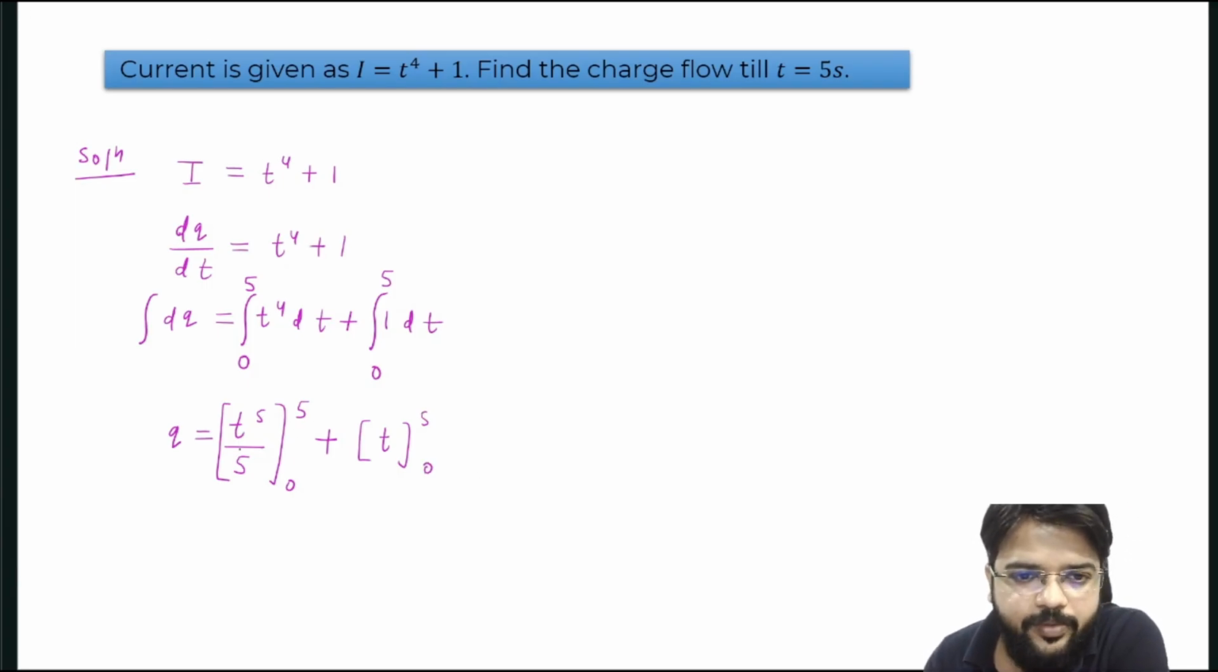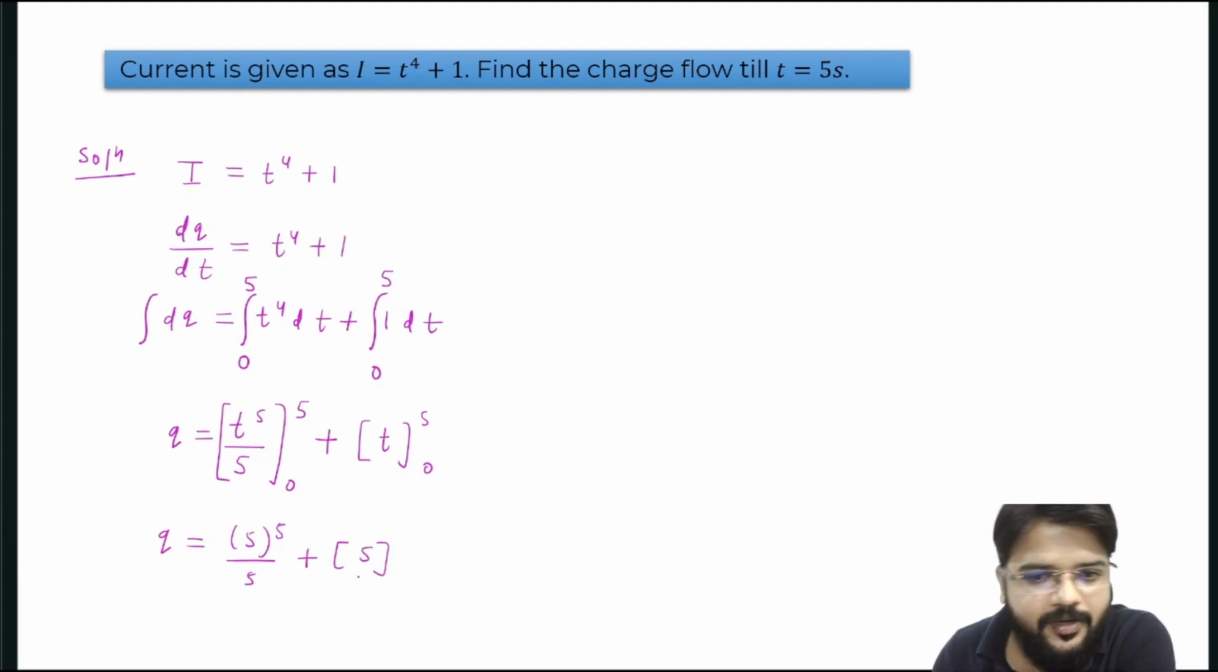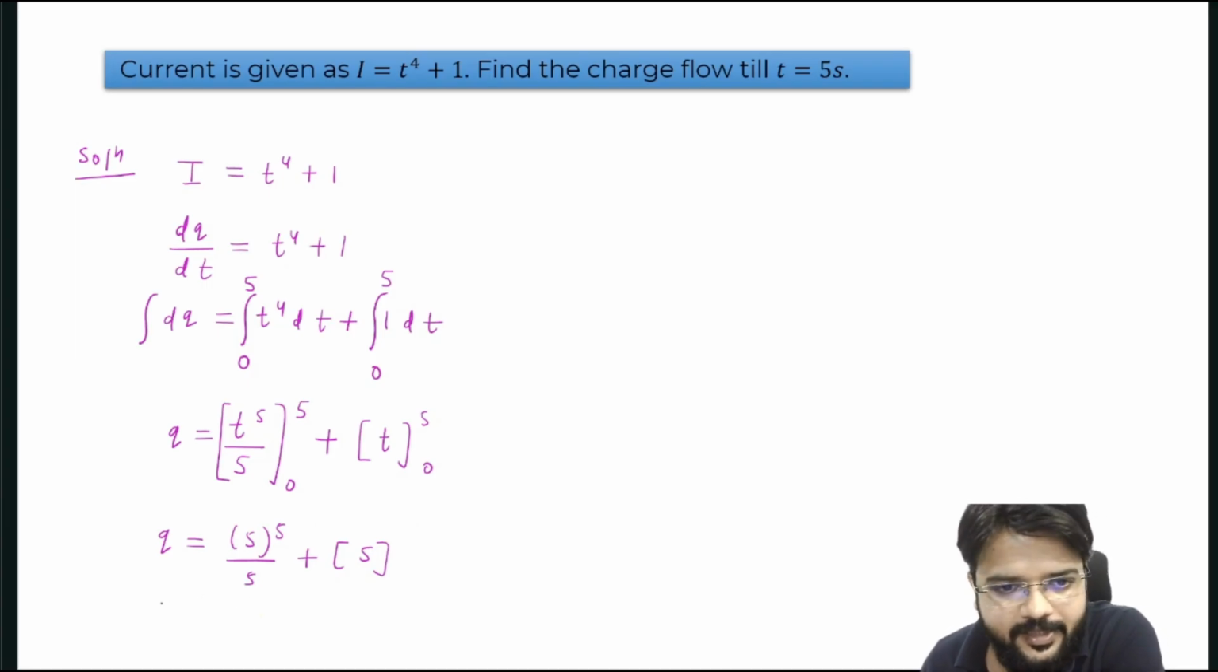Now put upper limit minus lower limit. When I put the lower limit 0, it gives 0. So first I put the upper limit: 5 power 5 divided by 5, minus the lower limit, which gives 0 when t is 0. Plus here we have t with limits 0 to 5, upper limit minus lower limit, so 5 minus 0. Now we only have 5 after putting in the limits.